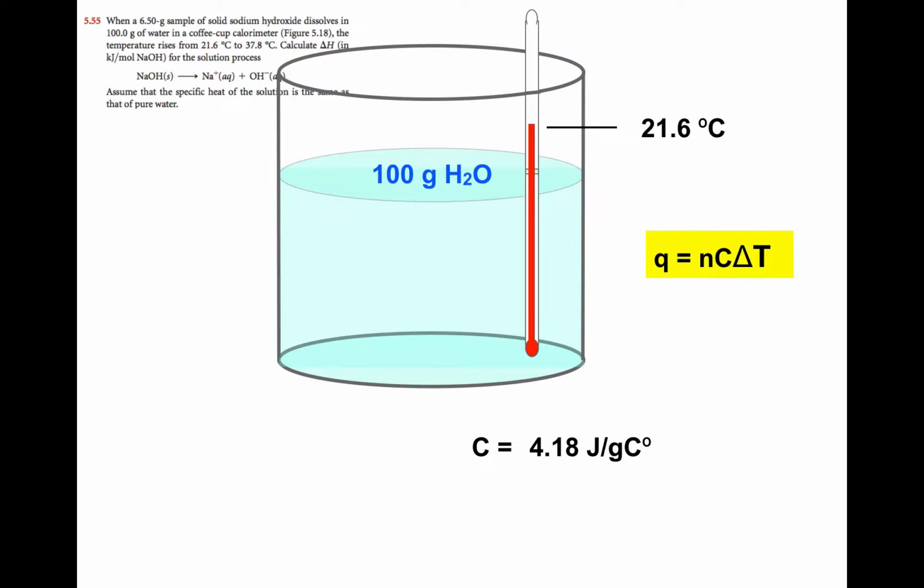All right, so there's my beaker, my 100 grams of water. I'm putting in 6.5 grams of sodium hydroxide solid. It dissolves, and in the process, the temperature goes from 21.6 degrees Celsius up to 37.8 degrees Celsius. All right, so this is visually what's happening, right? You're dissolving sodium hydroxide. That's the system. The surroundings is the water. So how much does the water absorb the heat?